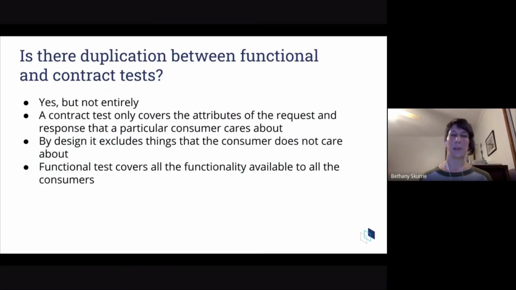Okay, so is there a bit of duplication between the functional and the contract tests? Yeah, a little bit. In the Venn diagram, there's a little bit of overlap in the middle, but not entirely. The contract test only covers the attributes of the request and response that a particular consumer cares about. By design, it excludes the things that the consumer does not care about. There might be fields they don't care about, headers they don't care about, or particular endpoints that they don't even call. A functional test would cover all the functionality that's available to all the consumers.